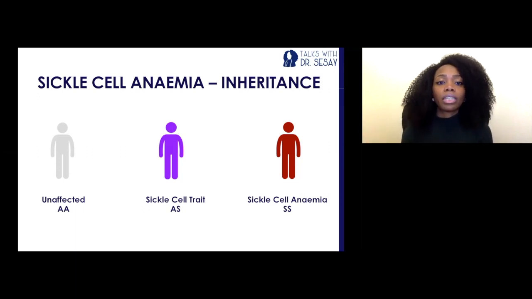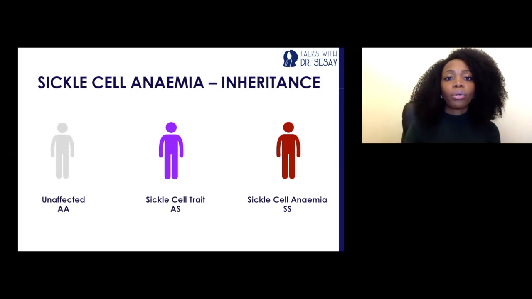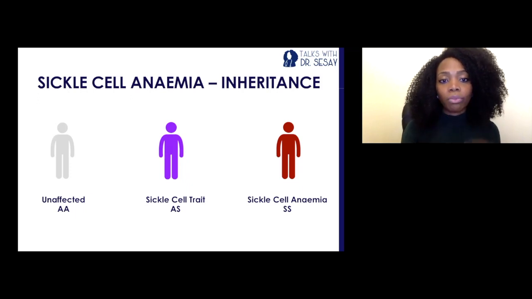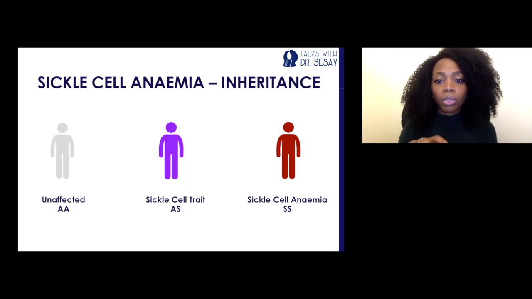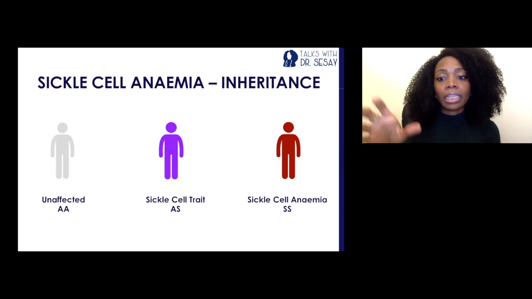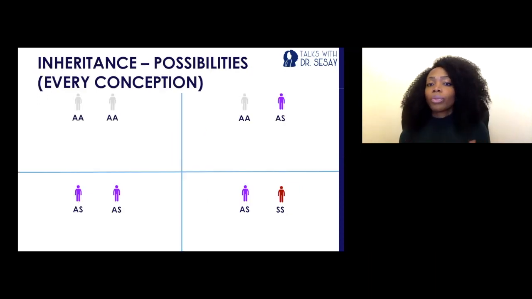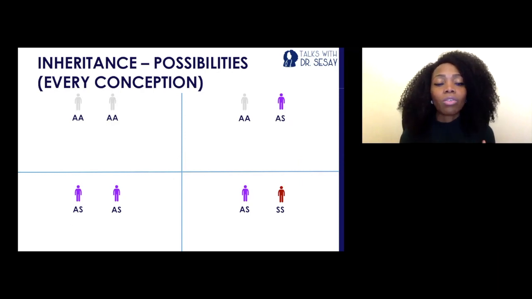So a person with sickle cell anemia will have both the hemoglobin S gene that I was telling you about earlier. For the purpose of the next slide, I have color-coded each individual genotype. The unaffected person will be the gray one, the sickle cell trait is purple, and a person with sickle cell anemia is in red, okay? I think it's really, really important to understand how sickle cell disease or anemia is inherited, because this is where some of the misconceptions lie.